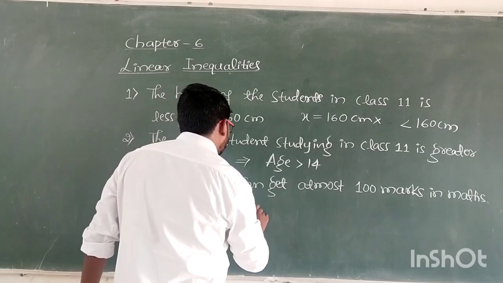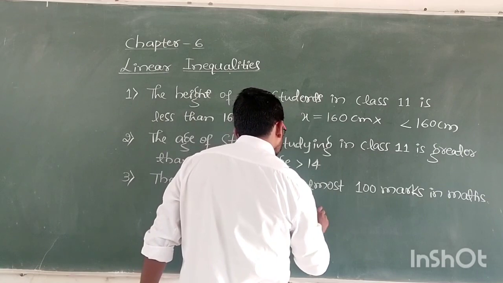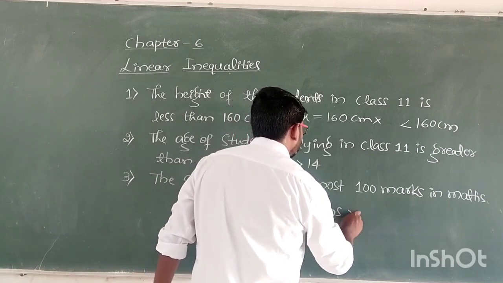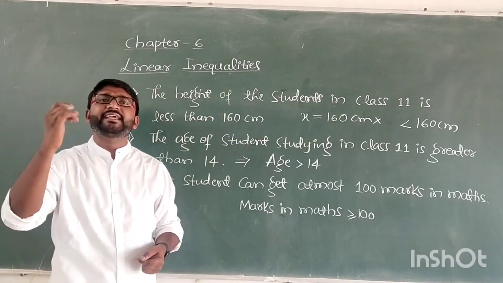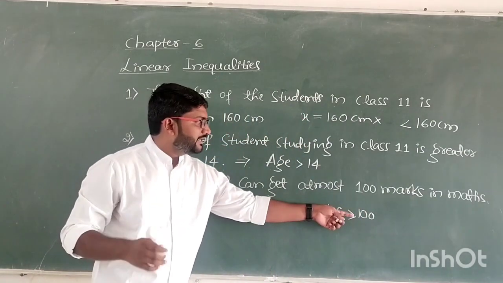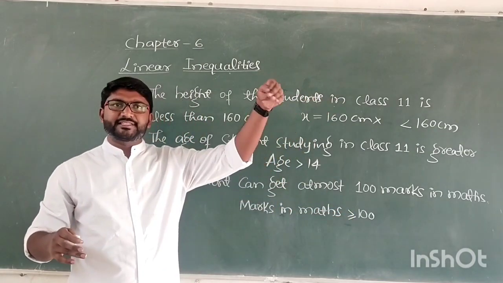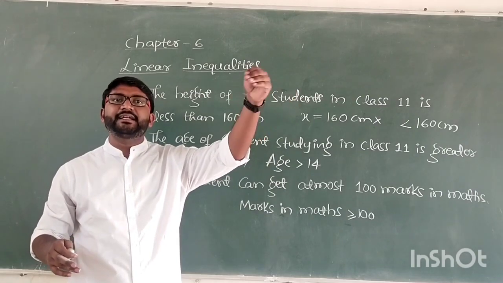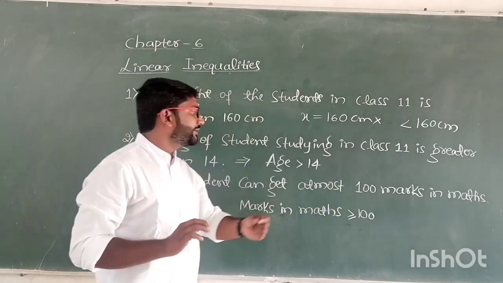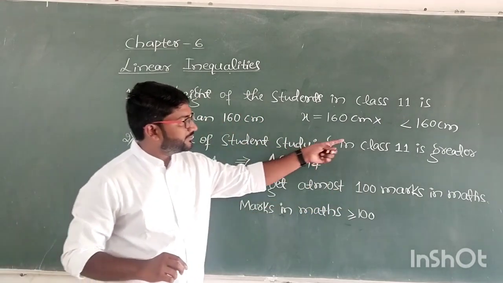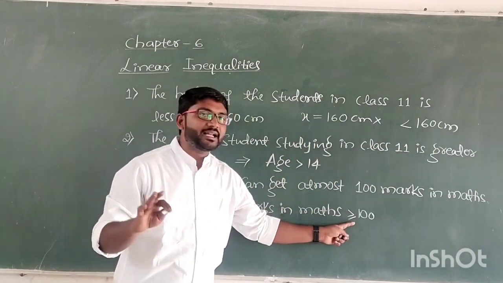So marks in math is at most 100. At most means maximum he or she can get 100 marks, and the student can get 70, 80, everything. At most means the maximum he can get or she can get 100 marks, and lesser marks also acceptable. So that's what the meaning of at most 100 marks. See the symbol here, less than, here it is greater than, here it is greater than or equal to.